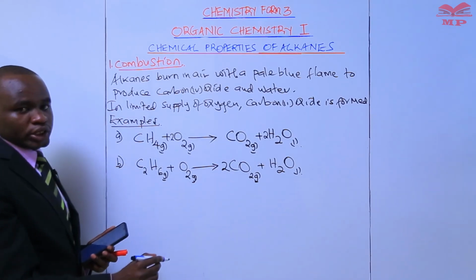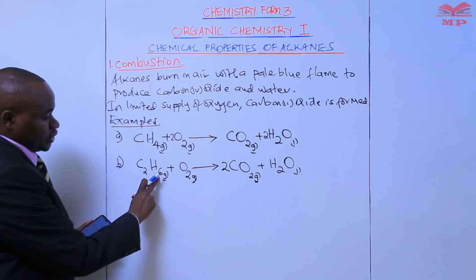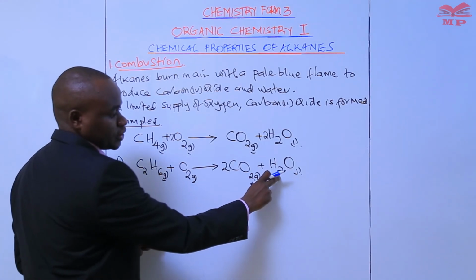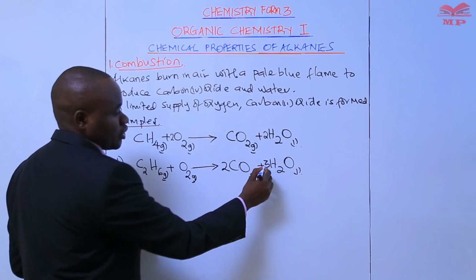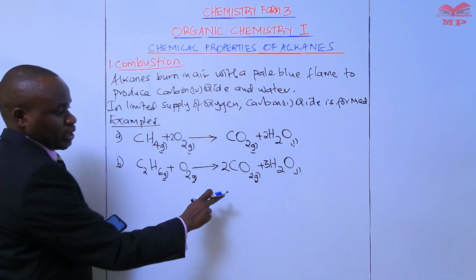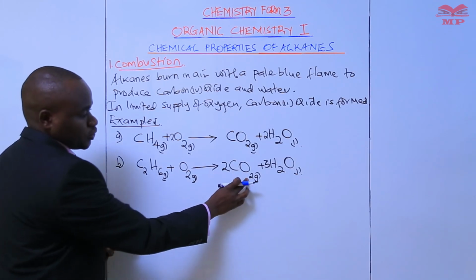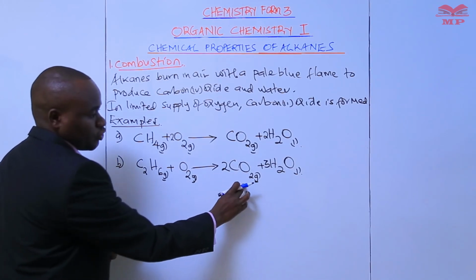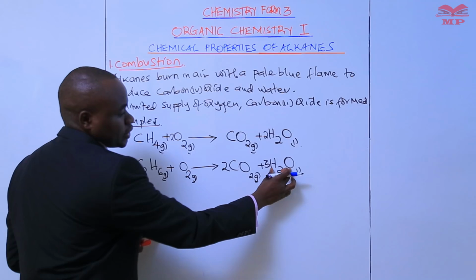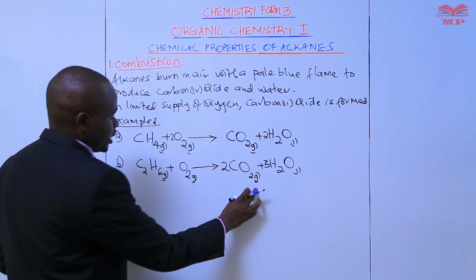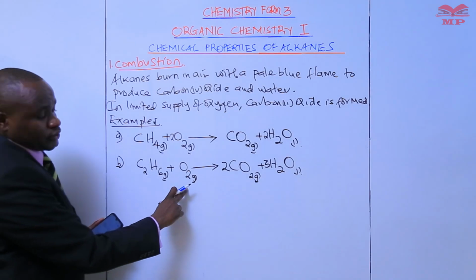Then next you check hydrogen. This side has 6, this side has 2. So to make this side have 6, I'll multiply by 3. That will make the number of oxygen atoms on the right hand side to be 2 times 2, that is 4, plus 3, that will give you 7. So this side has 7 oxygen atoms, while this side has 2.